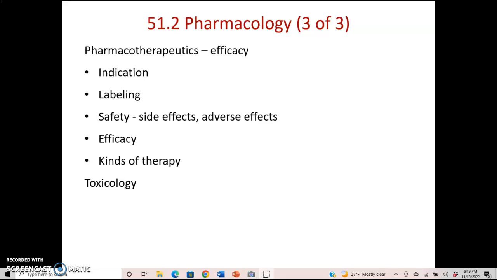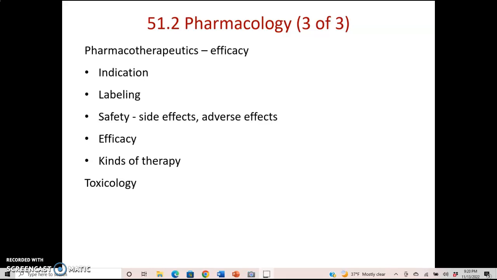So an indication is a purpose or a reason for using a drug. The FDA must approve indications before they can become a part of the drug's labeling. The FDA, or Food and Drug Administration, is an agency of the Department of Health and Human Services that regulates the manufacturing and distribution of every drug approved for use in the U.S. Labeling also includes the form of the drug, such as tablet or capsule or liquid. And regardless of category, some drugs may be used to treat several conditions or have several different indications.